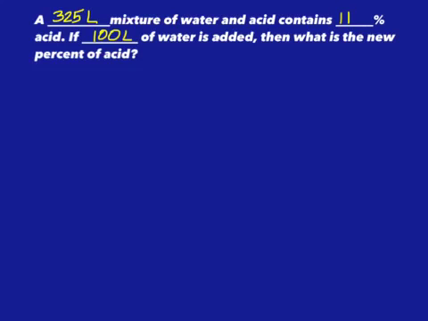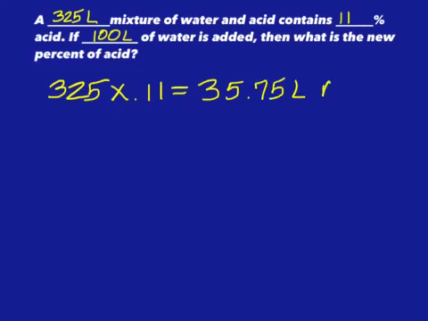A practice problem. A 325-liter mixture of water and acid contains 11% acid. If 100 liters of water is added, then what is the new percent of acid? The solution for the practice problem is to start with 325 and multiply it by 0.11. That will give you the amount of acid you have in liters: 35.75 liters of acid.